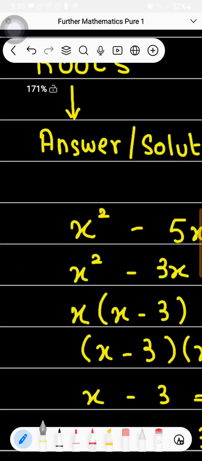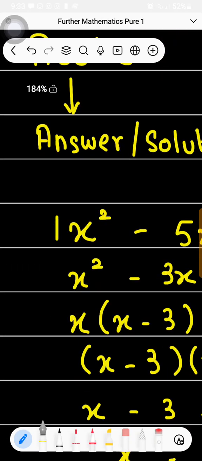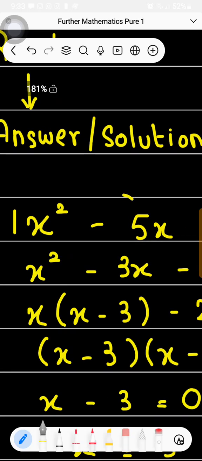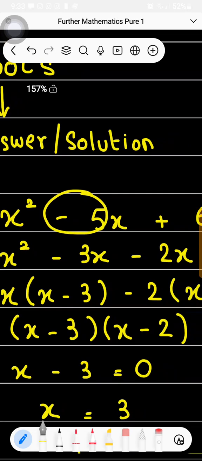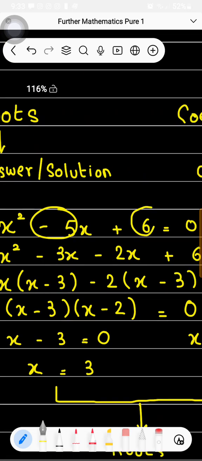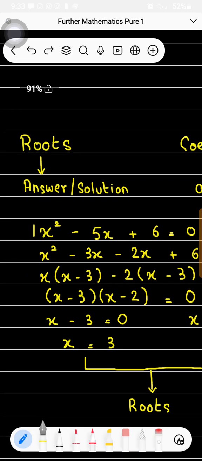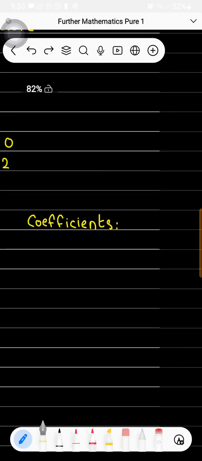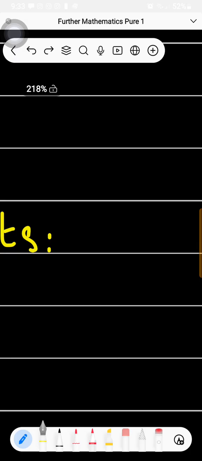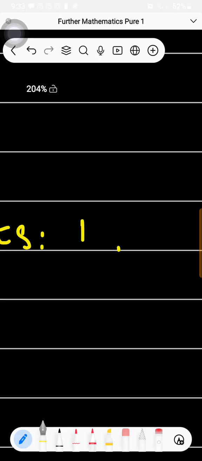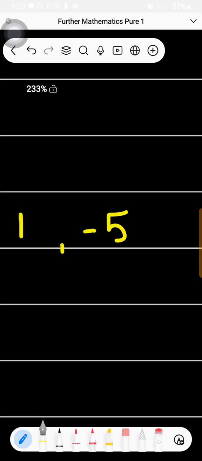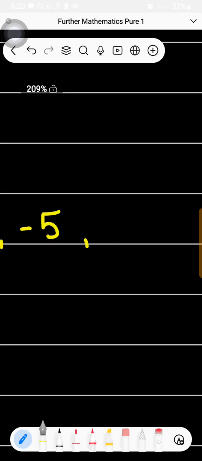If we talk about the coefficient, here is 1 with the x square. When there is nothing with the variable, it means there is a 1. Okay, so there is a 1. There is a negative 5 with x, and there is 6. So let's write the coefficients: 1, negative 5 and 6.